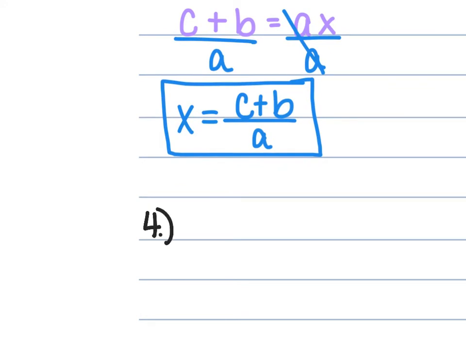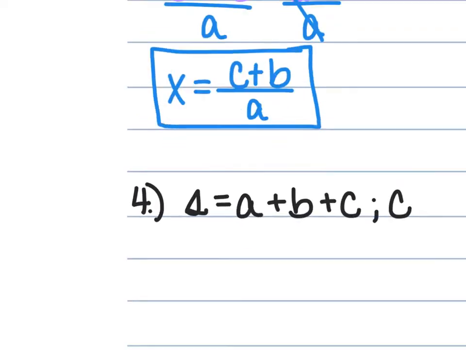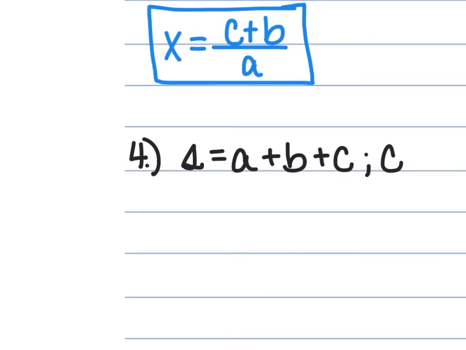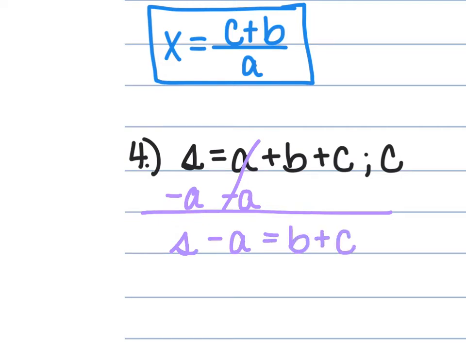For 4, they give us s is equal to a plus b plus c, and we are getting c by itself. So first, undo anything that's on the same side with c. So we can move that a over. We're going to do opposite operations. So we're going to subtract it from each side. It's going to cancel out on the right side. We're going to be left with s minus a is equal to b plus c.